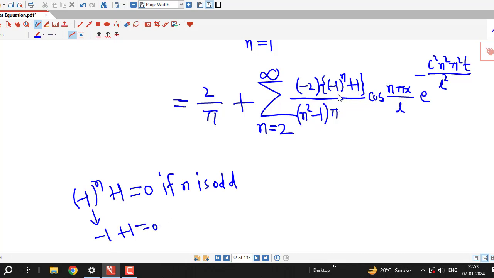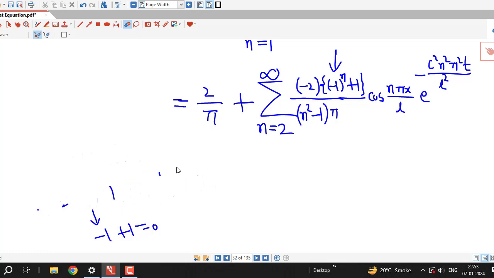So these values of an are 0 if n is odd, and if n is even, minus 1 raised to n is 1, and I will have 1 plus 1, that is 2. If n is even, then the value of this bracket is 2. So we will have non-zero contribution for even values of n only. For odd values of n, we have an equal to 0. So now we are writing for even values only.